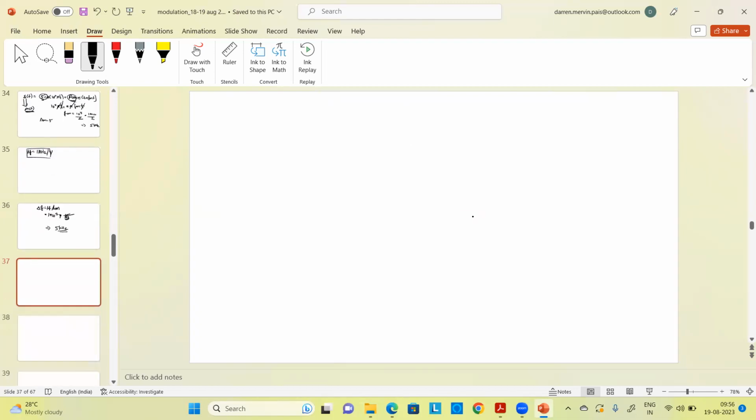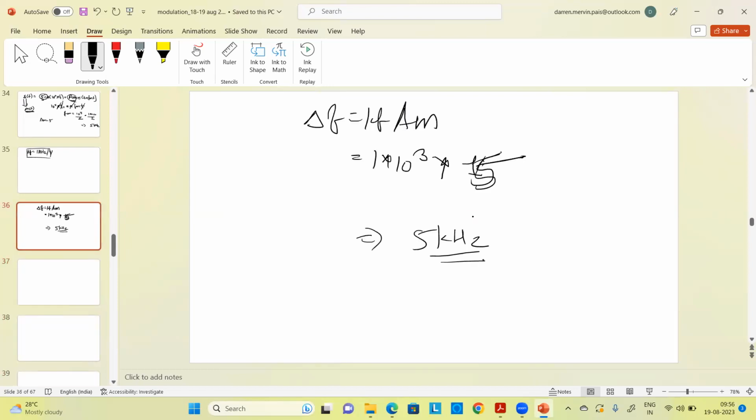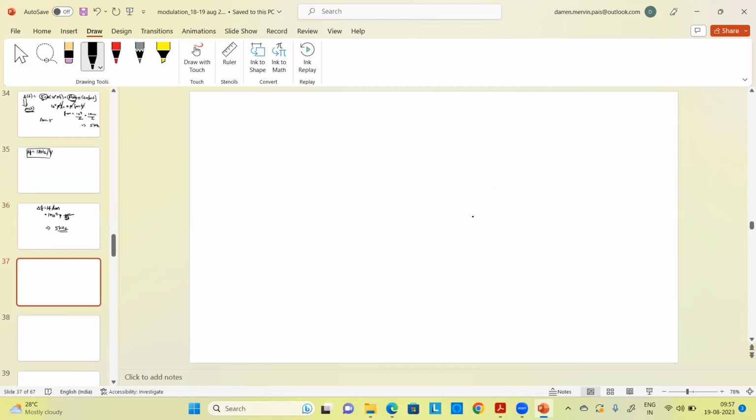Wait, let me take a look again. Sorry, can you move up the page? So delta f is equal to kf Am. Okay, understood, sir. By the way, in which year of engineering are you currently? Third year, sir.